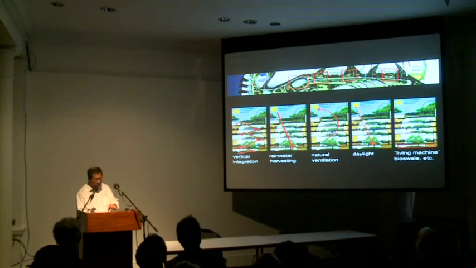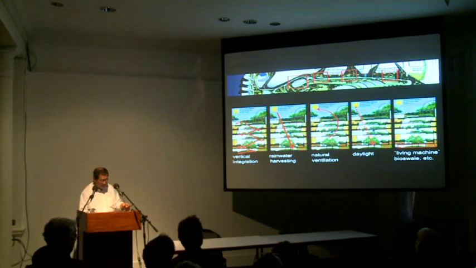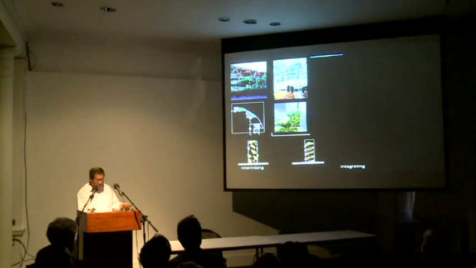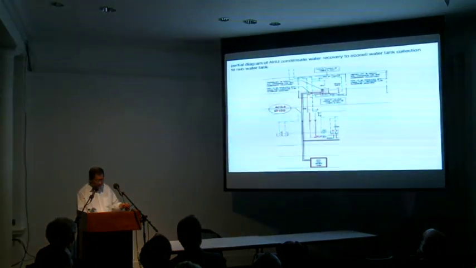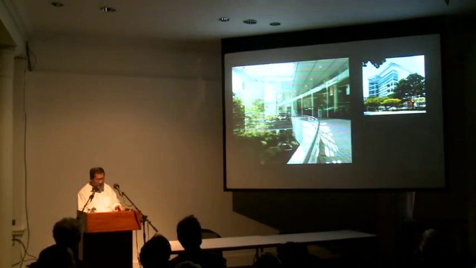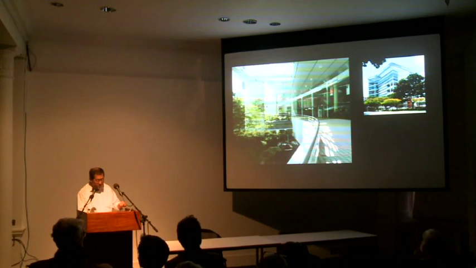Anyway, within the master plan, we developed the idea of the EcoCells, and these are the locations of the EcoCells. The idea of the EcoCell was to bring vertical integration of vegetation right down into the middle of the building, down to the basement, providing opportunity for rainwater harvesting, for natural ventilation, for daylight. And at the bottom, we can put a living machine or a bioswale. And so the water tank also collects the condensate from the air conditioning system in the building.